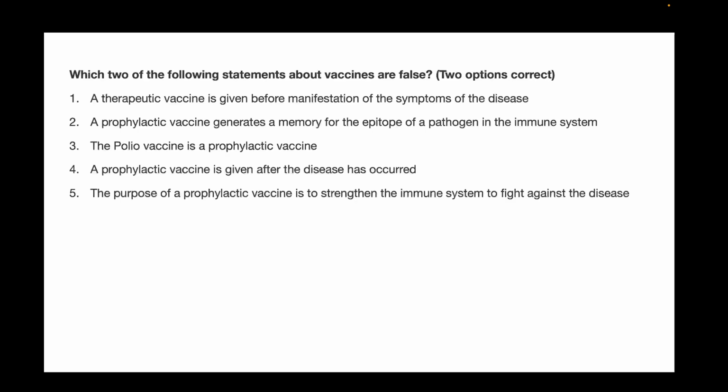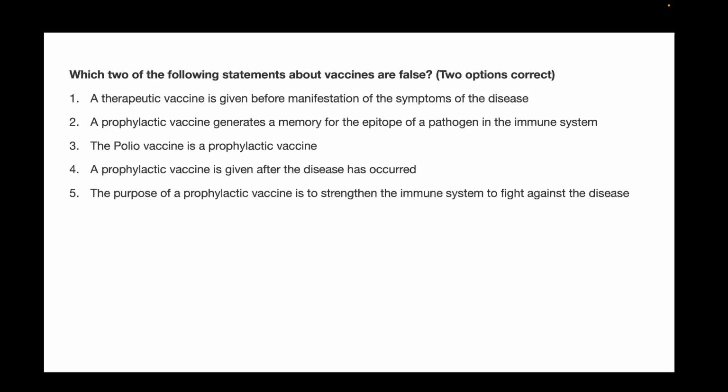Moving on to the next question. Which two of the following statements about vaccines are false? You have to select two options here. The options are: Option 1, a therapeutic vaccine is given before manifestation of the symptoms of the disease. Option 2, a prophylactic vaccine generates a memory for an epitope of a pathogen in the immune system. Option 3, the polio vaccine is a prophylactic vaccine.